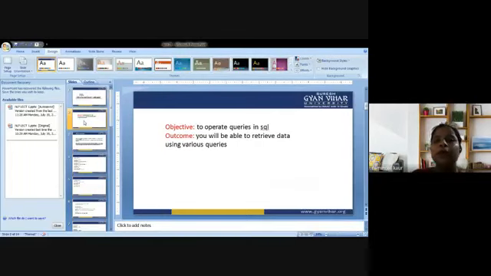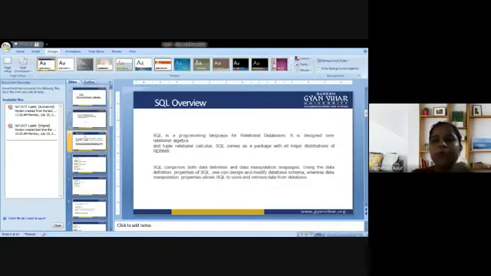So what would be the outcome? That is, we will be able to retrieve data using various queries that could be there in SQL. So this is the overview of the SQL that we are going to discuss. It is the programming language for relational database management system, and it is designed for relational algebra and relational calculus, in which there could be a domain relational calculus and tuple relational calculus.